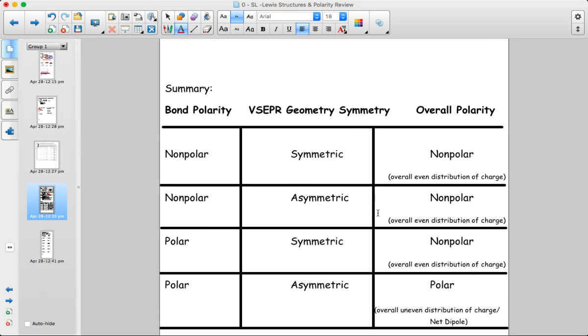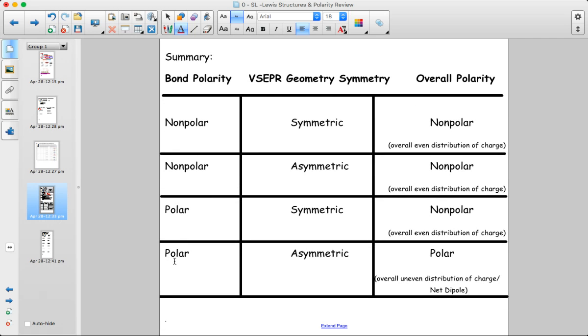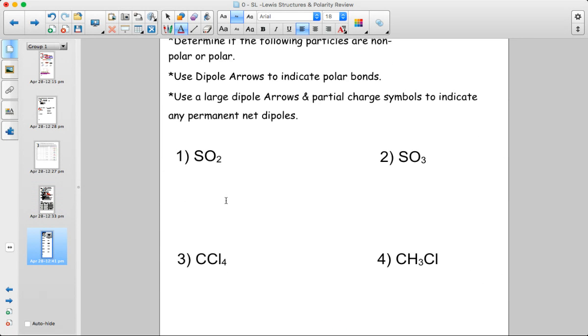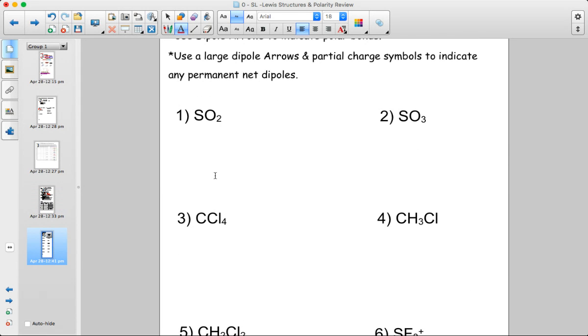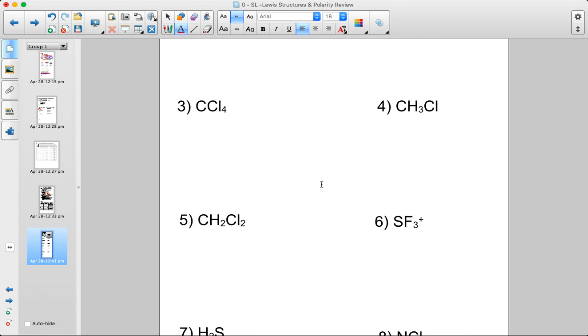So in summary, you can have bonds that are nonpolar, and whether or not they're arranged symmetrically or asymmetrically, it's going to lead to an overall nonpolar molecule because the charge is spread out evenly across the bonds. You can have polar bonds in a molecule and end up with a nonpolar molecule because they're arranged symmetrically, or you can have polar bonds and end up with a polar molecule because the bonds are arranged asymmetrically, and so you have overall an uneven distribution of charge. So that's the summary. There are lots of practice examples here, which we'll do some of in class. You could try some at home. Draw the Lewis structures, add in the dipole arrows, and try to decide, are these molecules and ions polar or are they not polar?